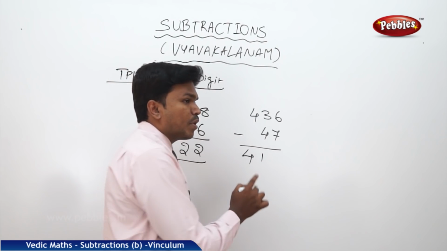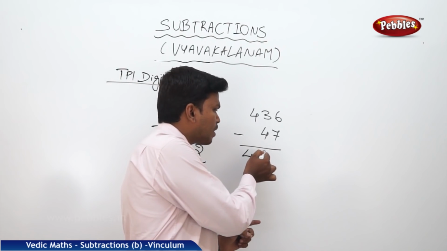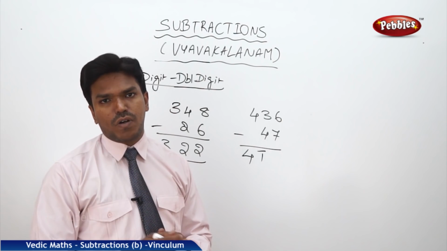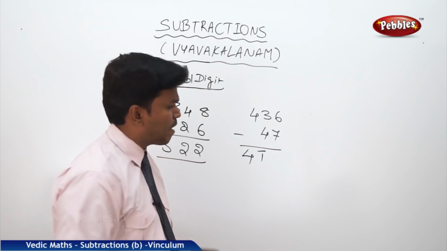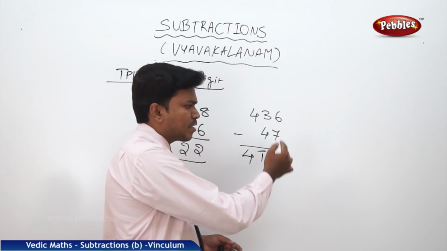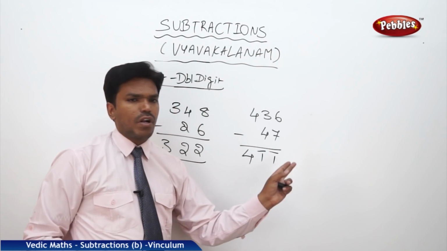What is 4 minus 3? 1. But don't forget, every time you are doing the reverse subtraction, put a bar on it. If you forget to put the bar on it, you are going to get the wrong answer. So be cautious. Now 6 minus 7, not possible. So do reverse subtraction. 7 minus 6, 1, but with a bar on it. Now I got 4, 1, 1 bar.